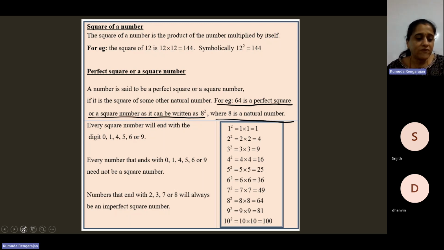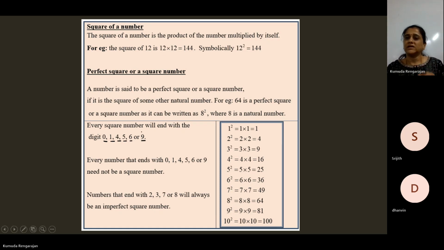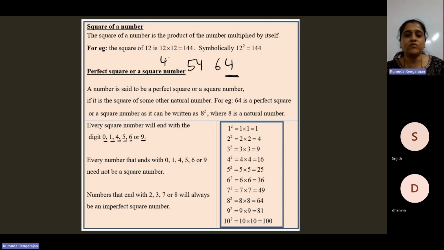Now, next. Every square number will end with a digit 0, 1, 4, 5, 6, or 9. If a number is a perfect square, then it will end with one of these digits. But that doesn't mean that every number that ends with one of these digits will be a perfect square. For example, 64 ends with the digit 4 and it's a perfect square. That does not mean 54, 44, 34, 24, all these are perfect squares. Every number that ends with 4 is not a perfect square.